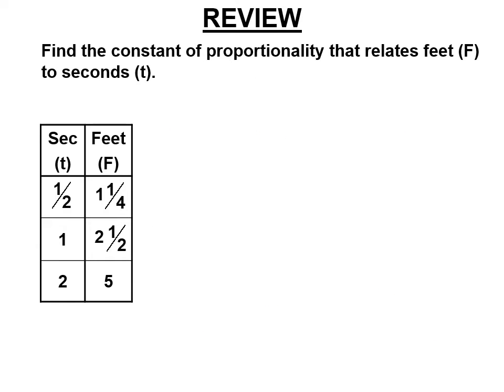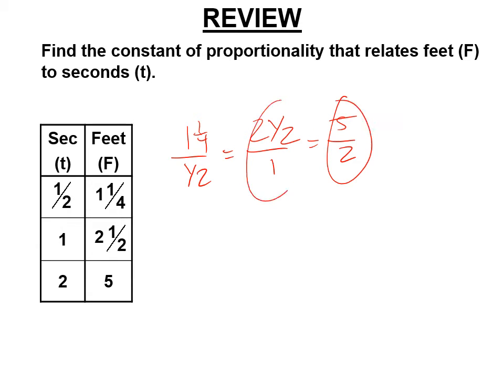Find the constant of proportionality that relates feet to seconds. Now, remember, if I say find the constant of proportionality, that means I'm saying all these are equal. So 2.5 divided by 1. Oh, wait a minute. We have 2.5 divided by 1. We have 5 halves. This is simplified. That's a complex fraction, but it's basically simplified. So the constant of proportionality is just 5 halves.